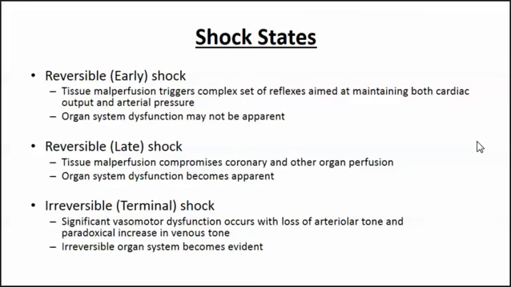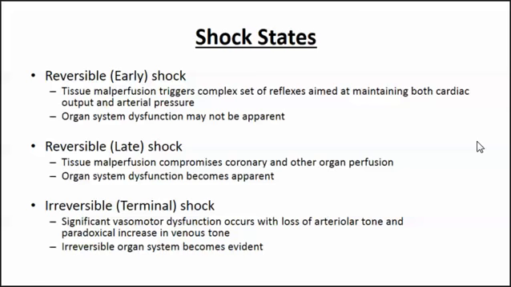There's sort of 3 phases of shock. The first is reversible or early shock. In reversible shock, tissue malperfusion triggers a very complex set of reflexes at the macrovascular, microvascular, and even the cellular and immunologic level that are really aimed at maintaining both cardiac output and arterial pressure. So you sacrifice downstream to maintain at least central core, central pump activity. Organ system dysfunction may not really be present or may only start to become present in this early reversible stage.